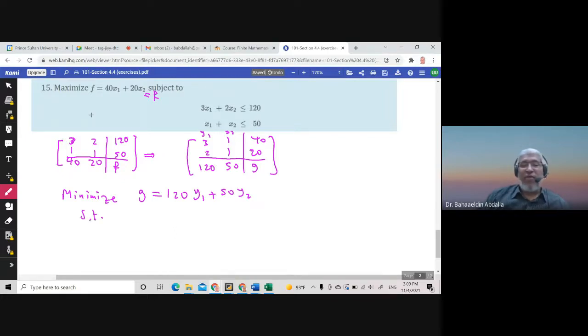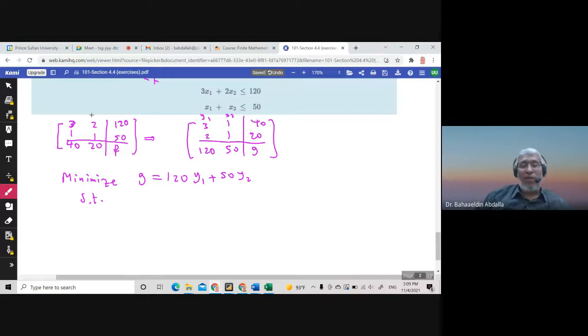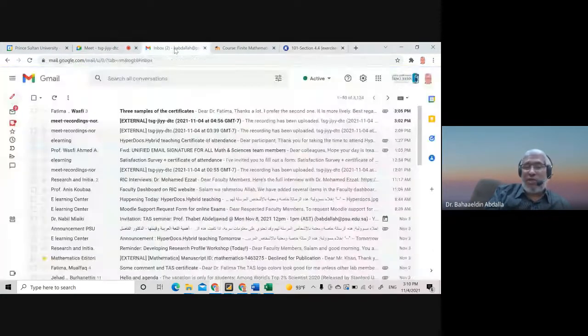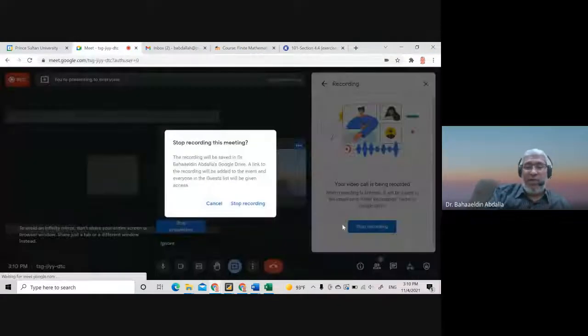So they have the same solutions, such that the first constraint would be 3y1 plus y2. Remember, this is a minimization problem, so it has to be greater than or equal to 40 to be written in the standard form. And 2y1 plus y2 is greater than or equal to 20. That's it. I hope you enjoyed listening to this video. Have a nice time and study hard.